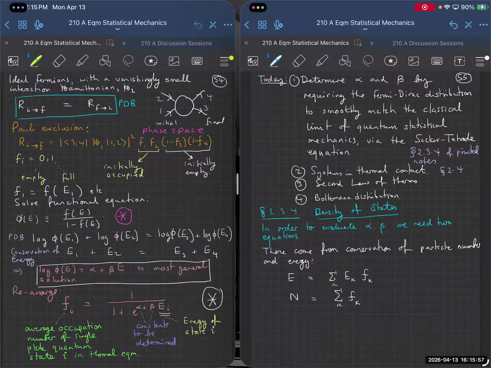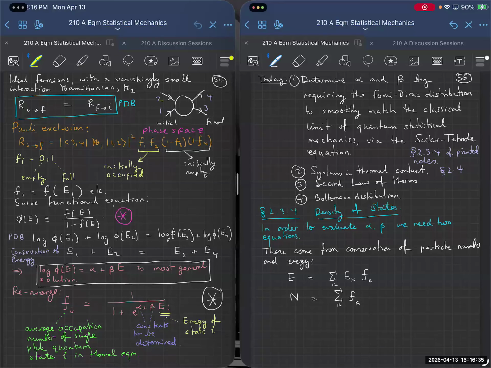Okay, so we've got two unknown quantities in our formula, and we need two equations to determine them. So the first equation is that we are dealing with an isolated system. So two things are true. One is that the particles are all conserved. We're not doing anything relativistic here. So the total number of particles must be equal to the sum over k of f_k. In other words, if I sum over all quantum states, look at the occupation of every single quantum state, find how many particles are in each quantum state, add them all up, I've got to get the total number of particles in the system. So that's the first conservation law.